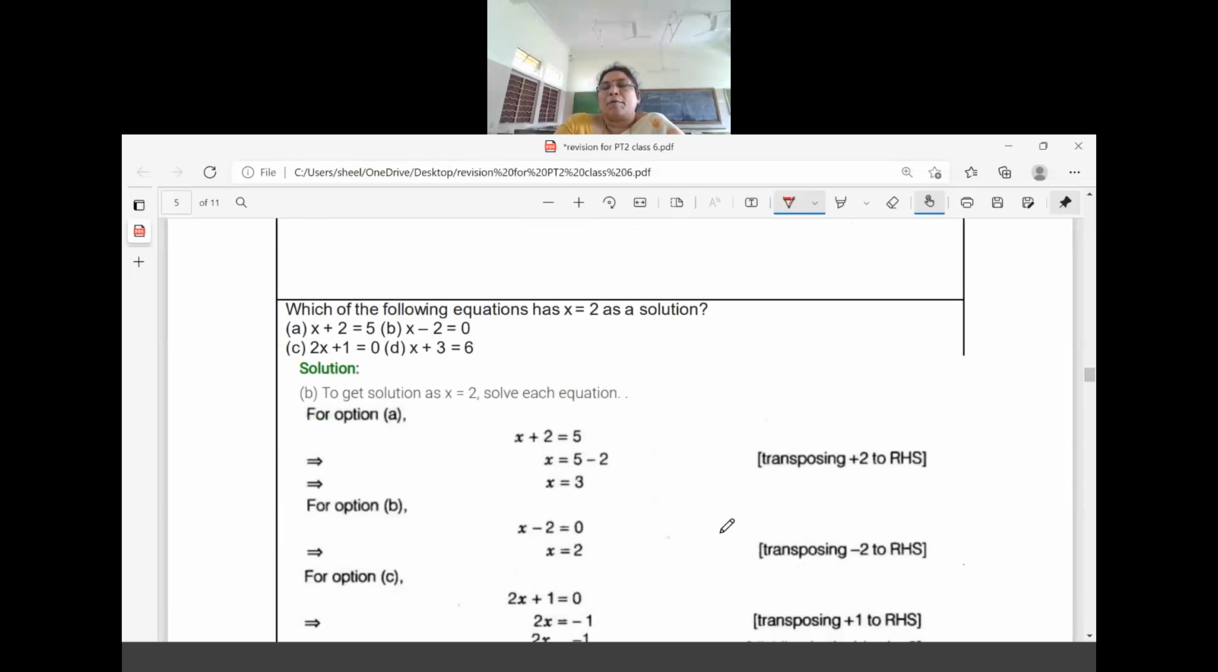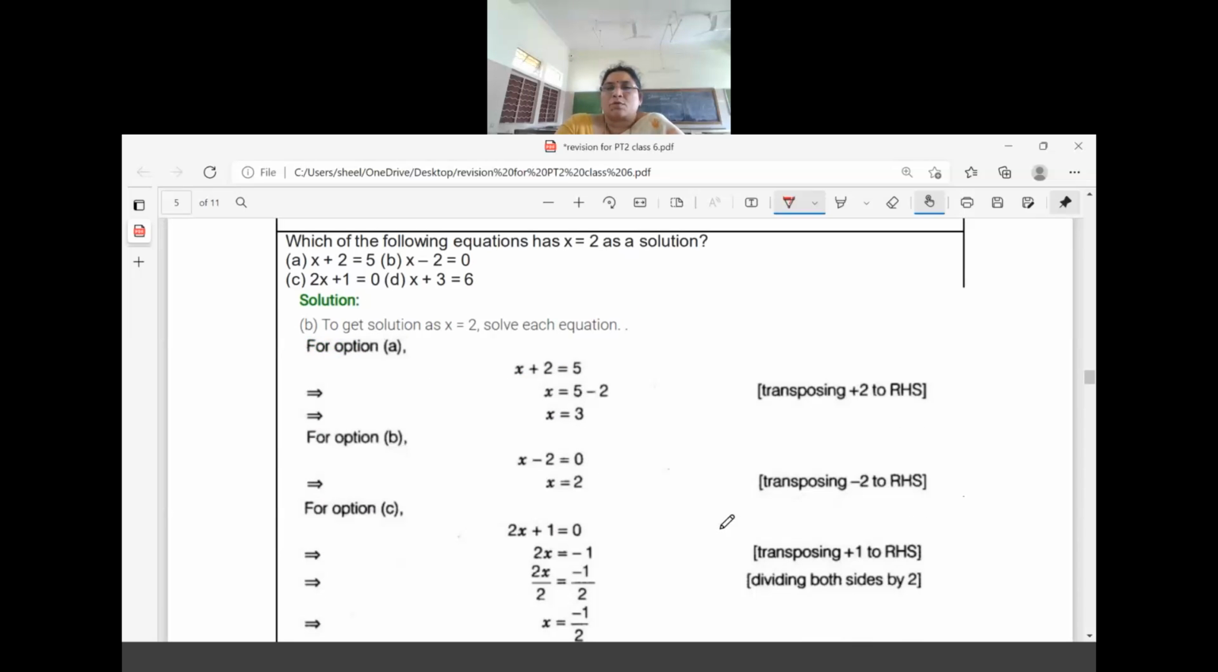Now, one more chapter is coming for PT2, that is algebra. So we are doing this question from that also. Now, which of the following equations has x equal to 2 as a solution? What is the meaning of this? x plus 2 equal to 5 is given. Whether x can be replaced by 2.